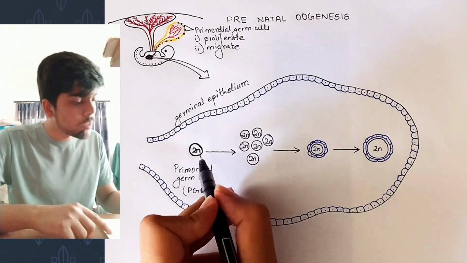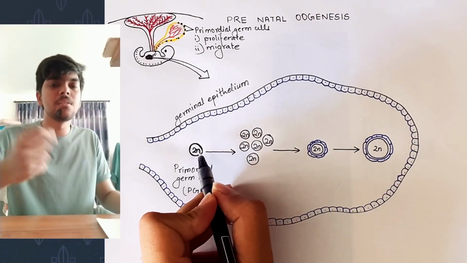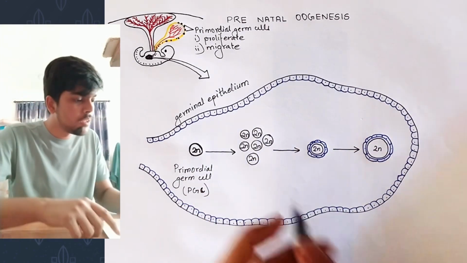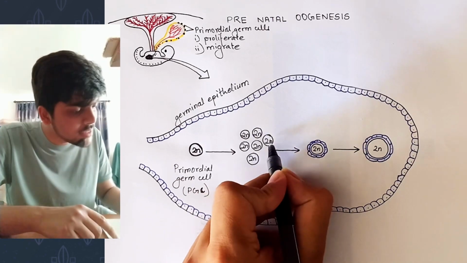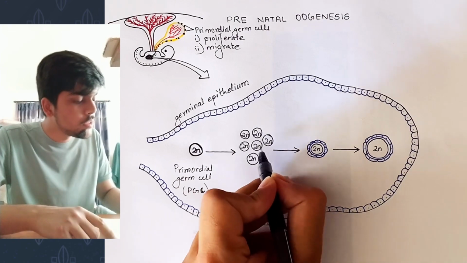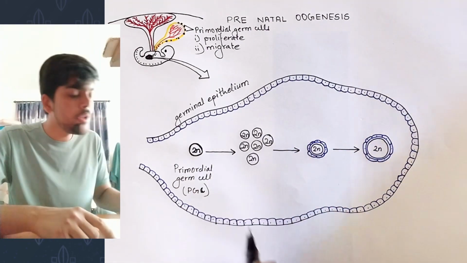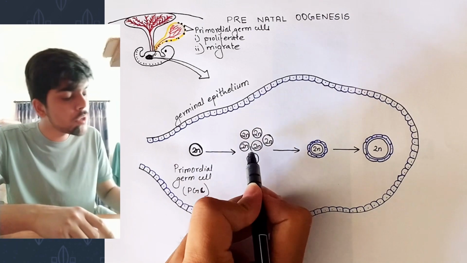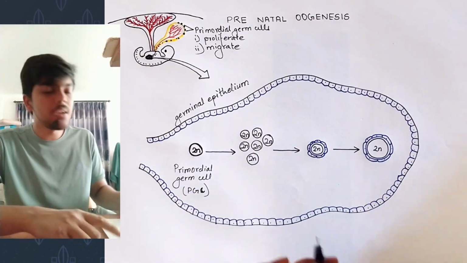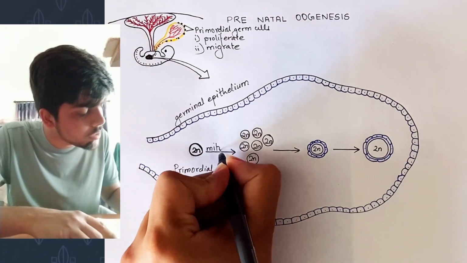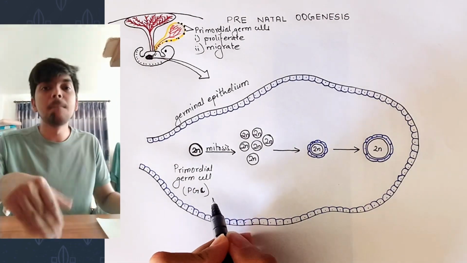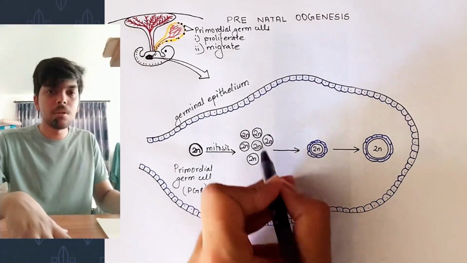First things first, the primordial germ cell increases its number or multiplies and forms many other germ cells. So all these diploid cells that you can see here are germ cells. And all these germ cells are formed from the primordial germ cell. Since the number of chromosomes has not changed during the cell division of the primordial germ cell, the type of cell division taking place here is mitosis. So by the process of mitosis, PGC multiplies and forms other germ cells.